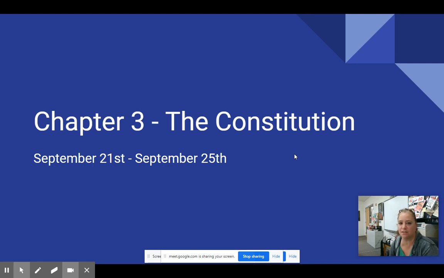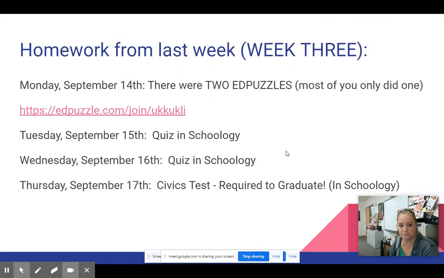You really do need to read this unit. So like I said, there'll be a PDF for each day that you can read, or you can go to the book and read in there, but you really do need to do the reading. In the slideshow, it has the homework from last week. So there's even the link for Edpuzzle. Right in the slideshow, you can go there. You can click on the link.